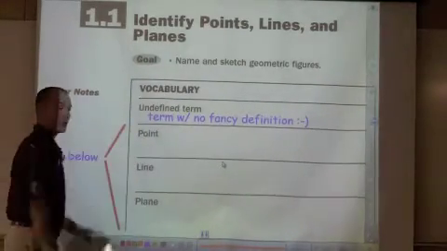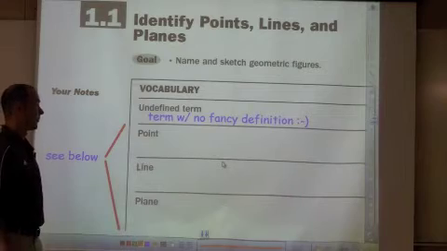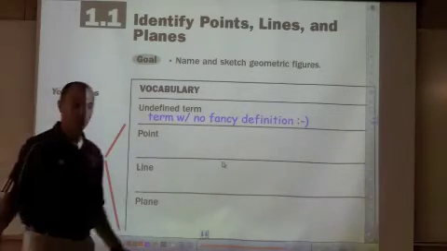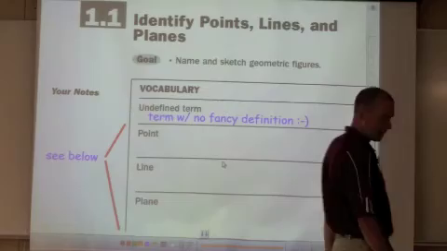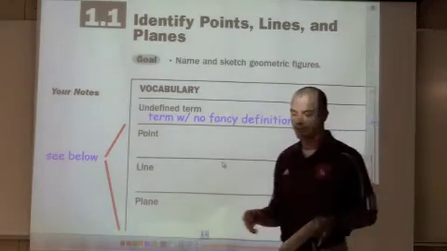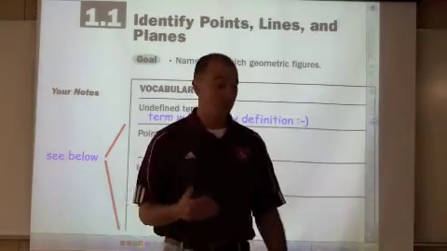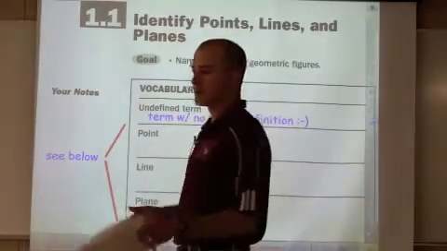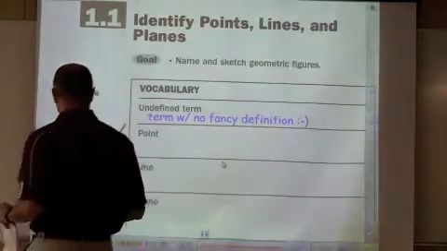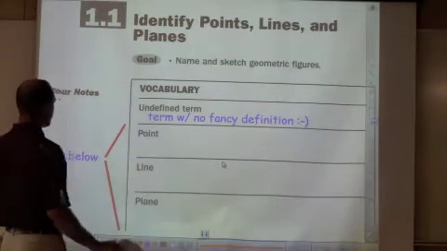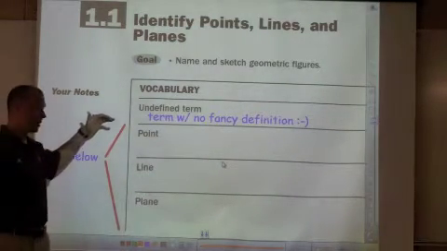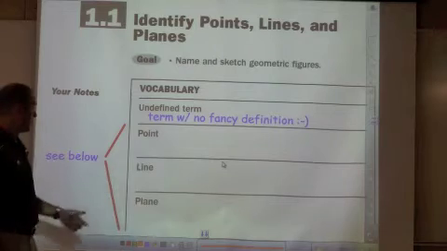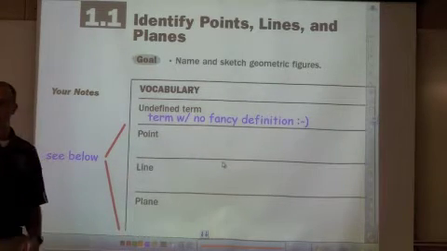An undefined term. Wow. A term with no fancy definition. An undefined term is something that we can define more using a picture than other maybe geometric words that we'll get into later. So 3 of the undefined terms that we're going to talk about, and these are going to come up pretty much all year: a point, a line, and a plane.